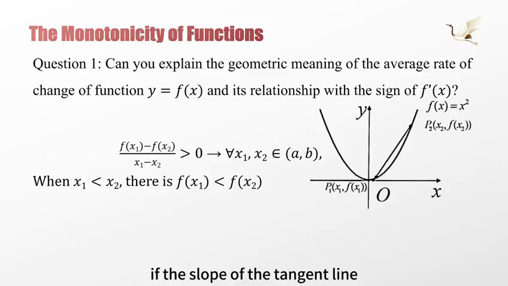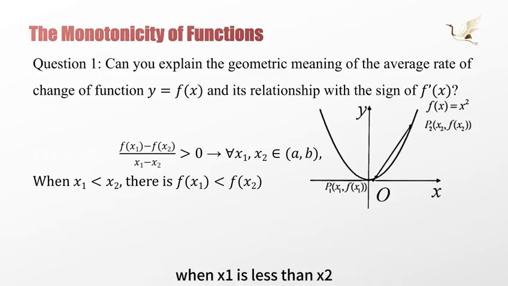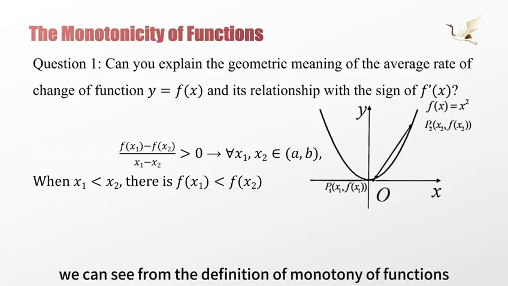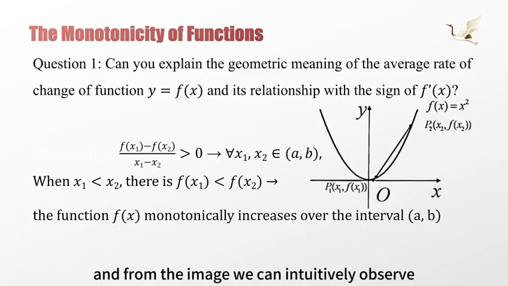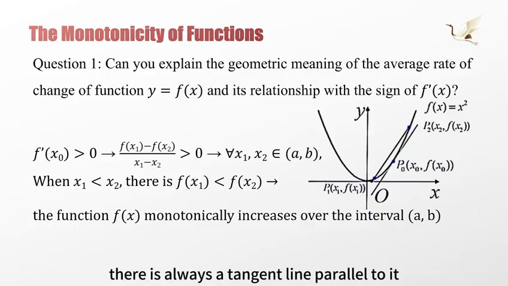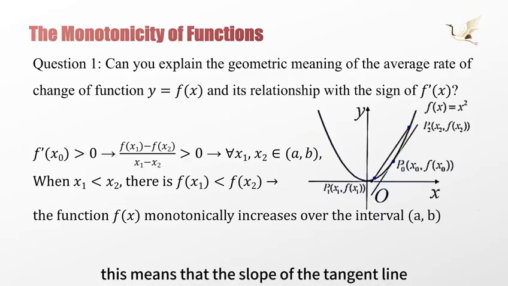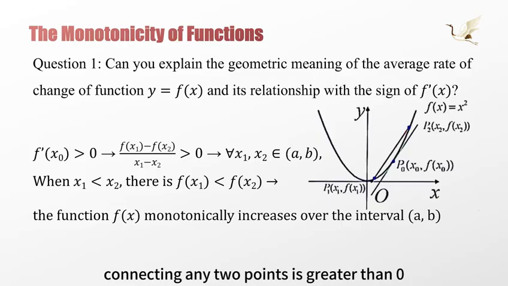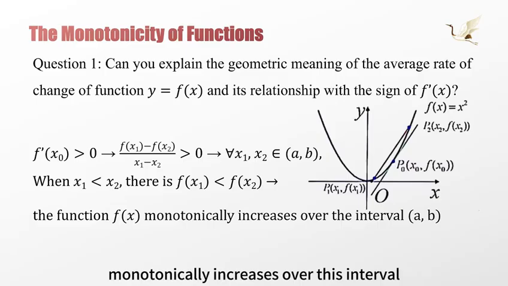If the slope of the line connecting any two points on a certain interval is greater than 0, this means that for any x1 and x2 in this interval, when x1 is less than x2, f(x1) is less than f(x2). By the definition of monotonicity, the function f(x) monotonically increases in the interval. From the image, we can intuitively observe that on this interval, for each line connecting two points, there is always a tangent line parallel to it. So if the derivative is greater than 0 on this interval, the slope of the line connecting any two points is greater than 0. Thus, we can show that the function f(x) monotonically increases over this interval.